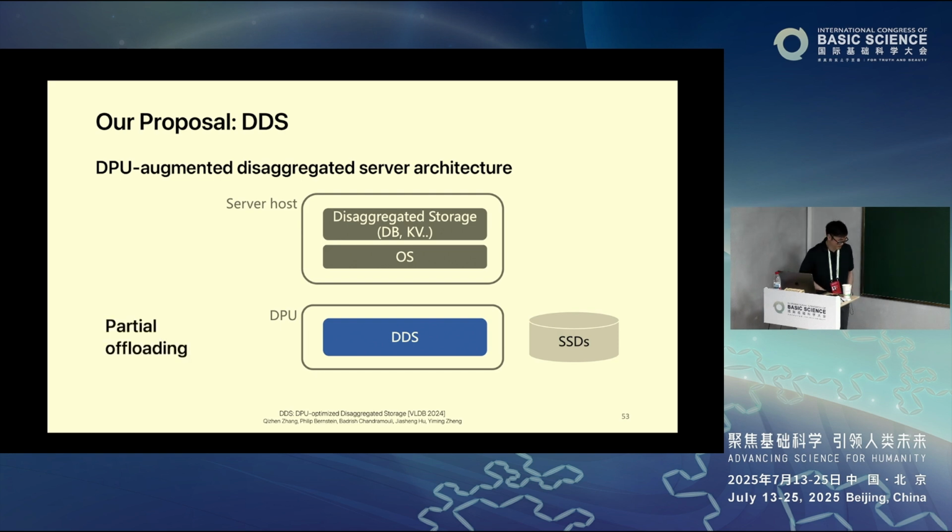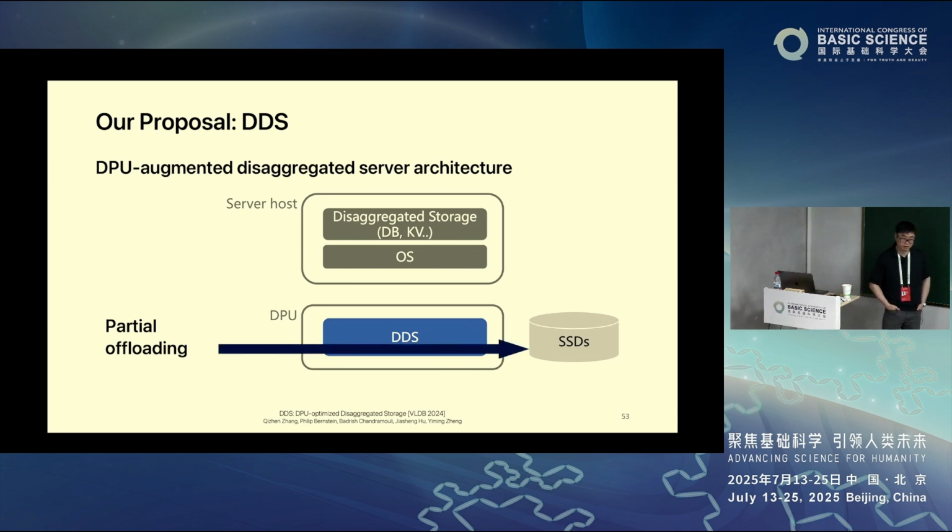And our core idea is partial offloading. We only offload the operations that are suitable for offloading on the DPU. And the operations that are not suitable for DPU offloading will be forwarded to the host, to be executed by the existing disaggregated storage stack.